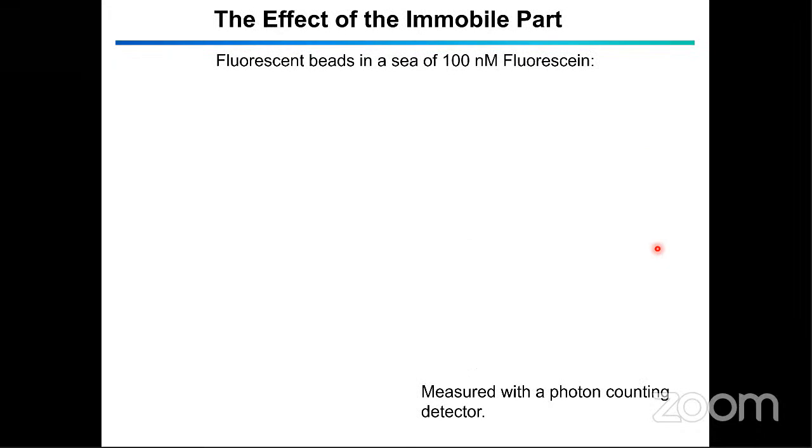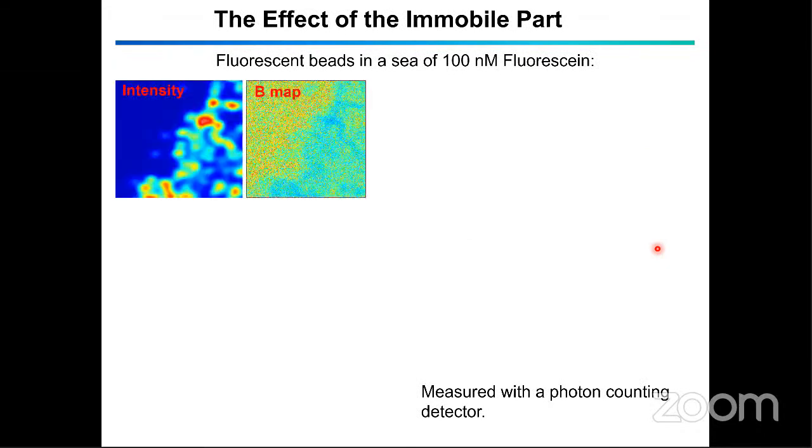Okay, so how about a more real sample, or more complicated sample, I should say. The other one is still real. So here's a measurement of fluorescent beads immobilized on a glass surface, but there's also added 100 nanomolar fluorescein dye solution on top. So this is the intensity image that you get. Here you see these beads, immobile aggregates, and also some intensity from the fluorescein, but this is much lower, much less intense than the beads.